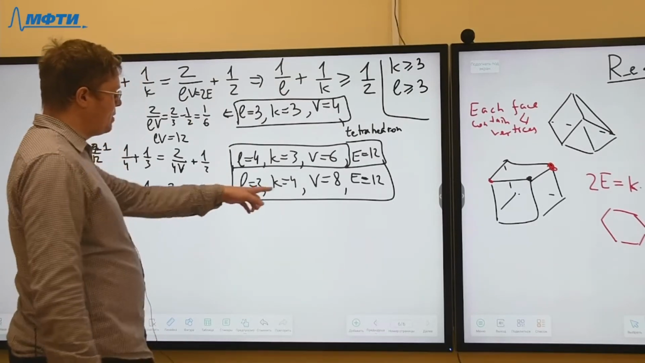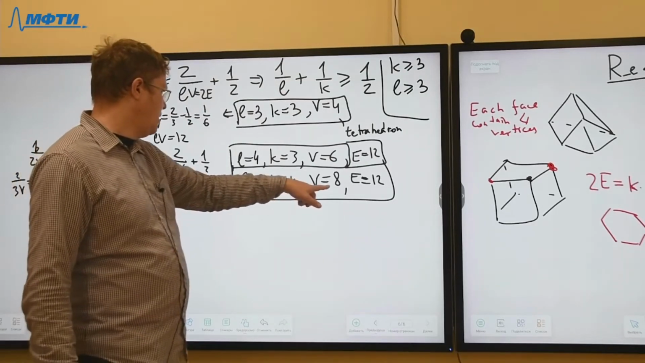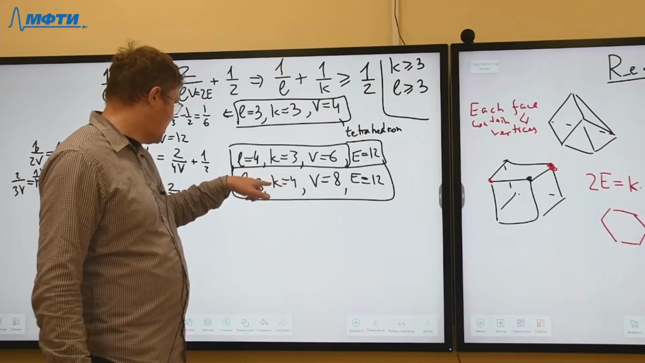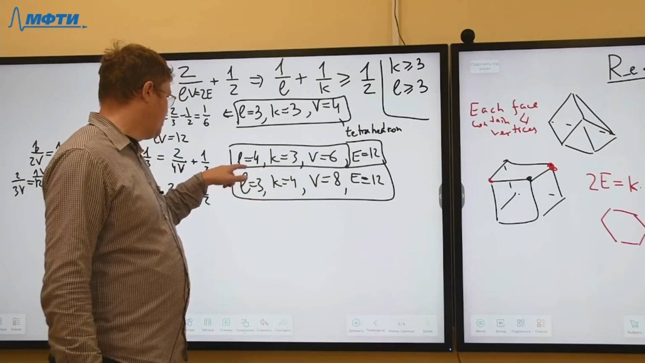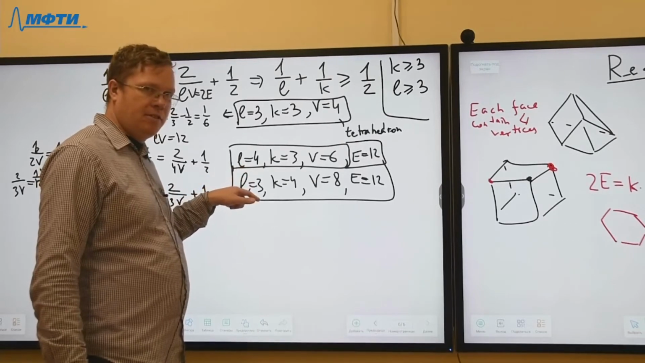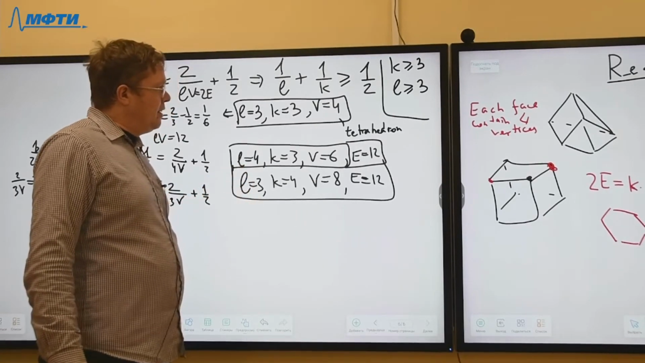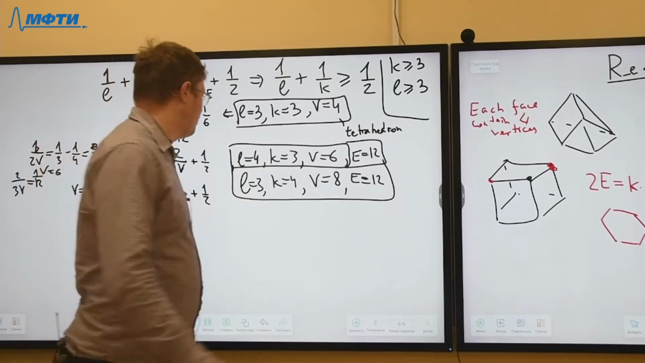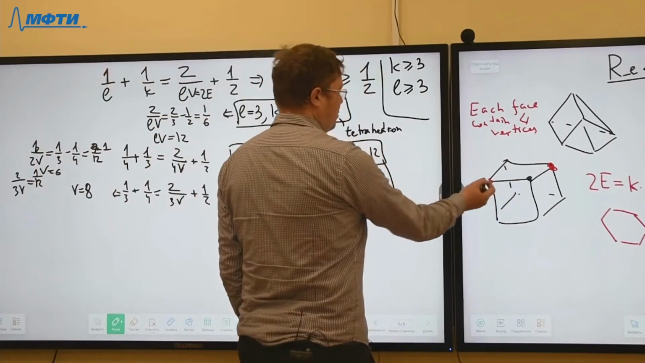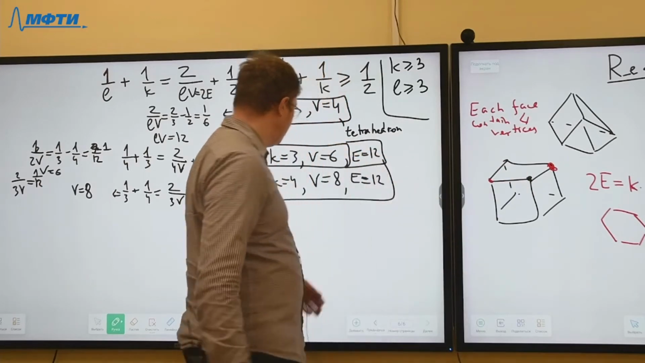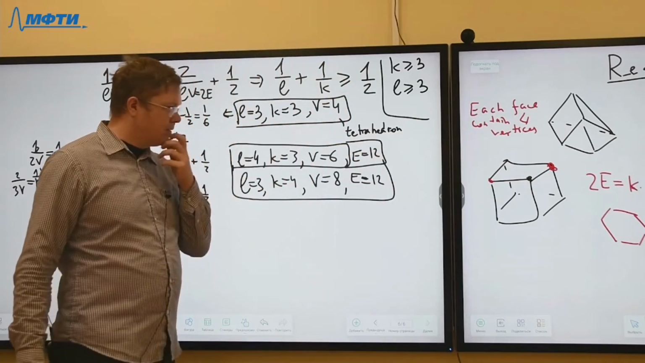Okay, but maybe this will help you. If you have eight vertices, each face is a square, and each vertex belongs to three faces, then you know what it is. So this is the cube. Yes. Which one of these is the cube?